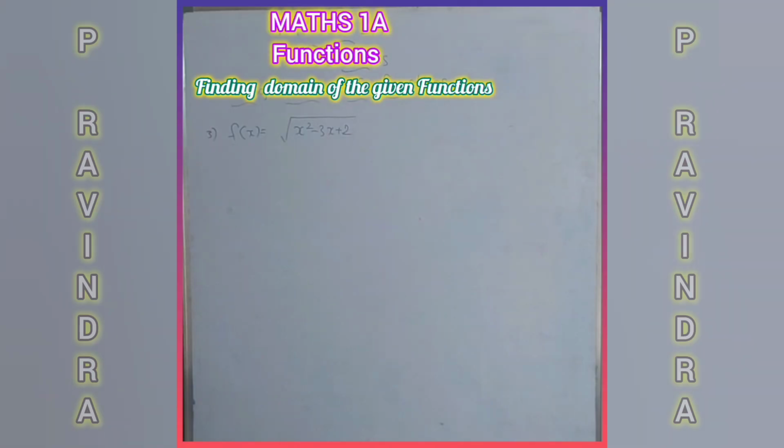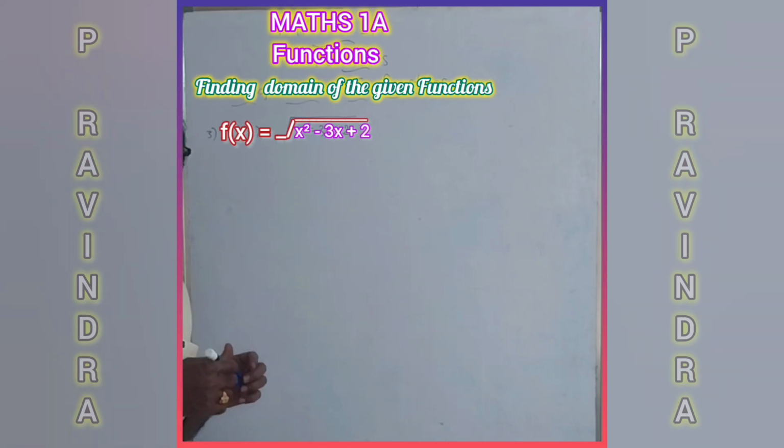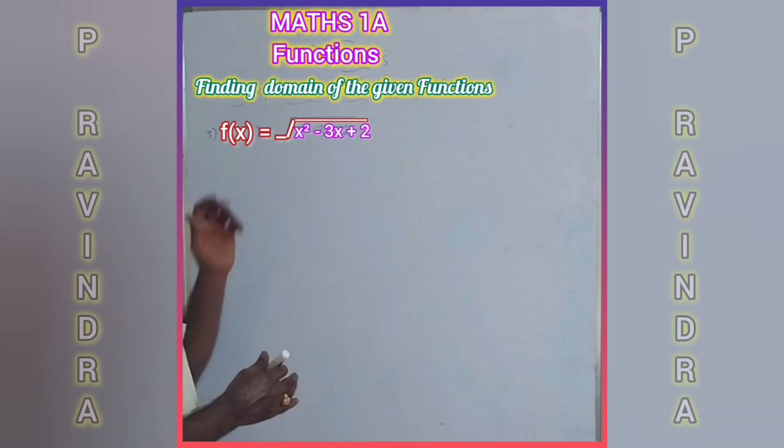Okay, next question everyone. Here we are going to find the domain of the function defined as f of x equal to square root of x square minus 3x plus 2. So we are going to find the values of x for which this function is defined.